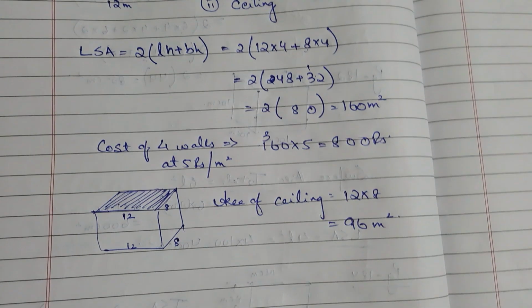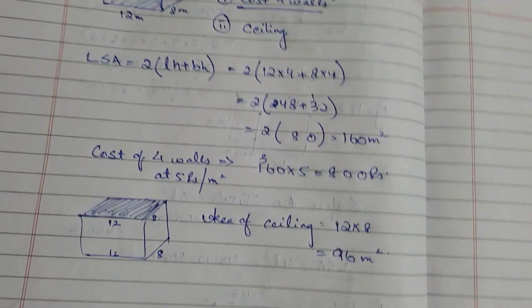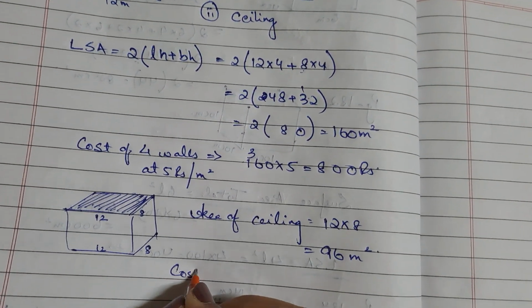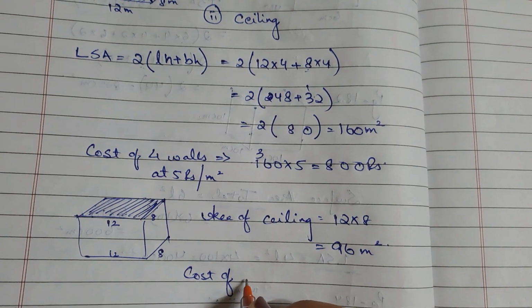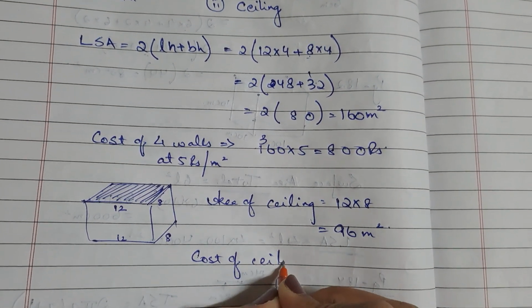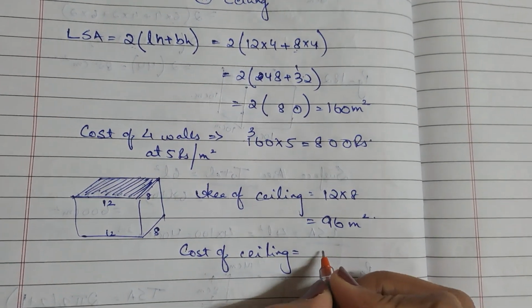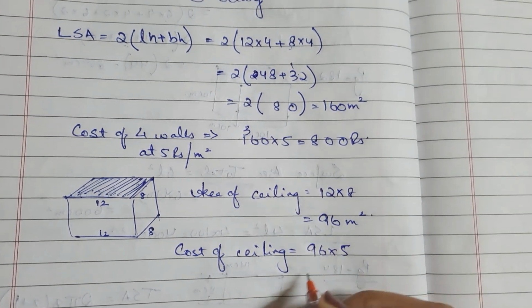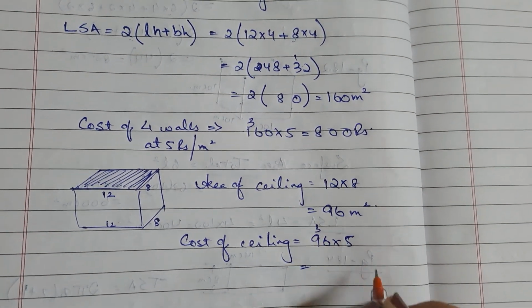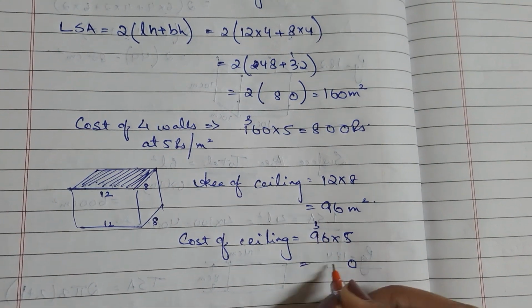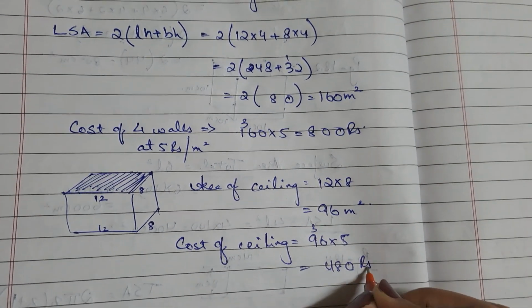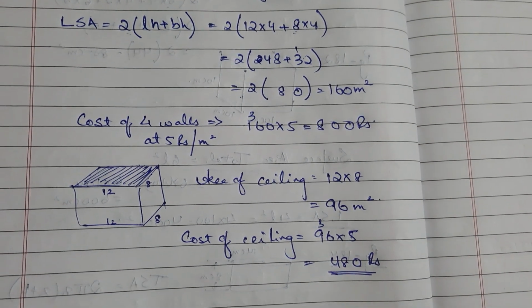Then we need to find out the cost of whitewashing the ceiling. Okay, ceiling ka cost will be 96 times of 5. That is 5 6s are 30, 45 and 48. It becomes 480 rupees is just for the ceiling.